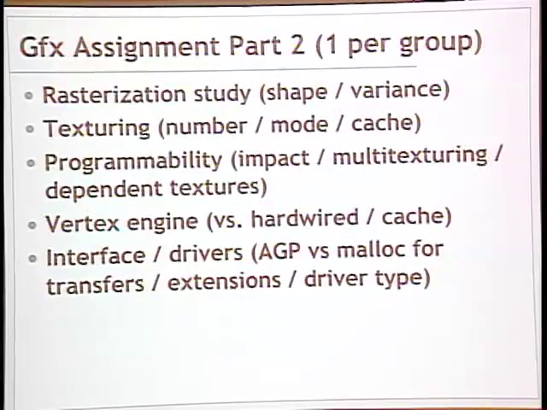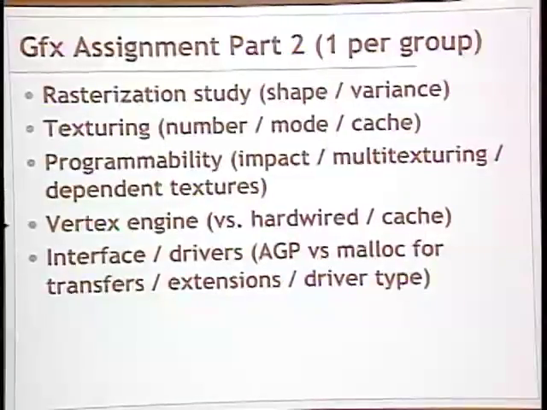So for instance, in the rasterization study, maybe what we're going to change is the shape of the triangles. Okay? We're going to change from short squat triangles to triangles that are kind of squarish to really tall skinny triangles. Does that affect the rasterization performance? Okay? How does texturing, if you do one texture per fragment versus 10 textures per fragment, how does that affect this sort of curve? Okay?